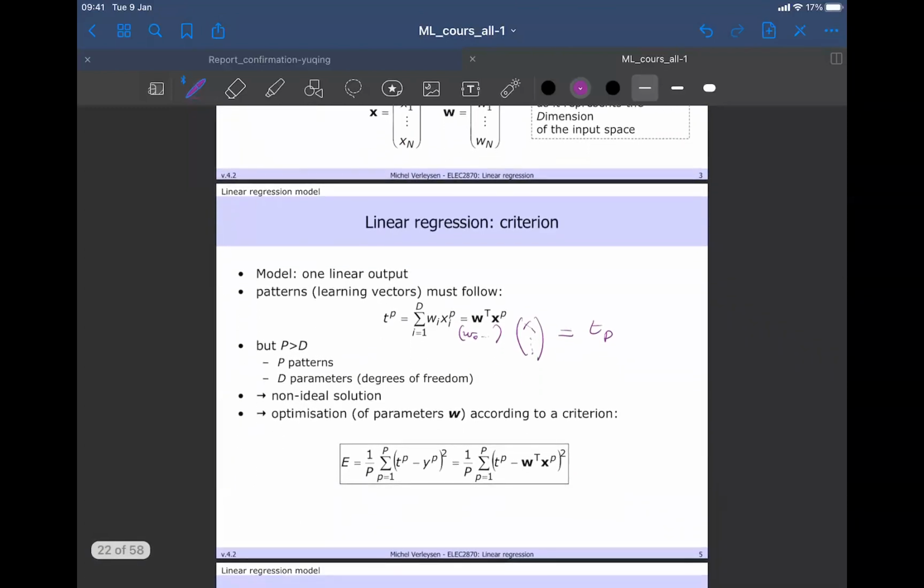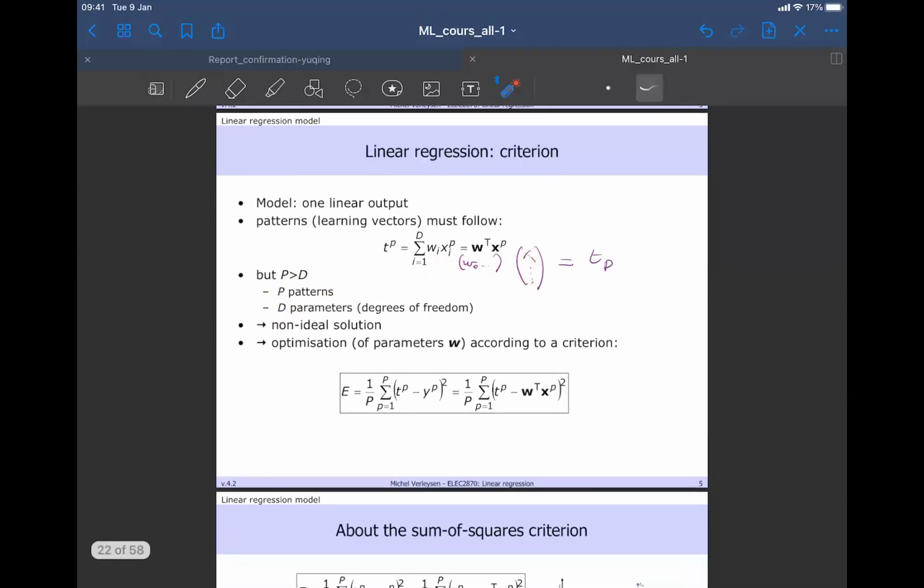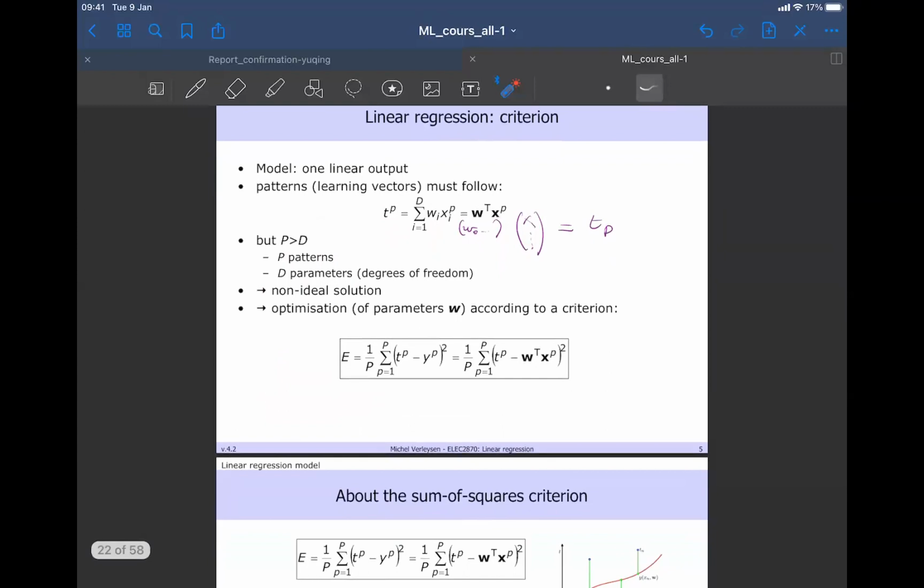I can now define the subscript P, which is each sample I have in my data set. The Y are the different weights, and the P is each other fish I see. It's a new sample I show you. So P patterns, so P examples, and D parameters. The parameter is the number of weights, so the number of features for each sample. And so the idea now is I want to have the best weights such that this criterion is minimal.